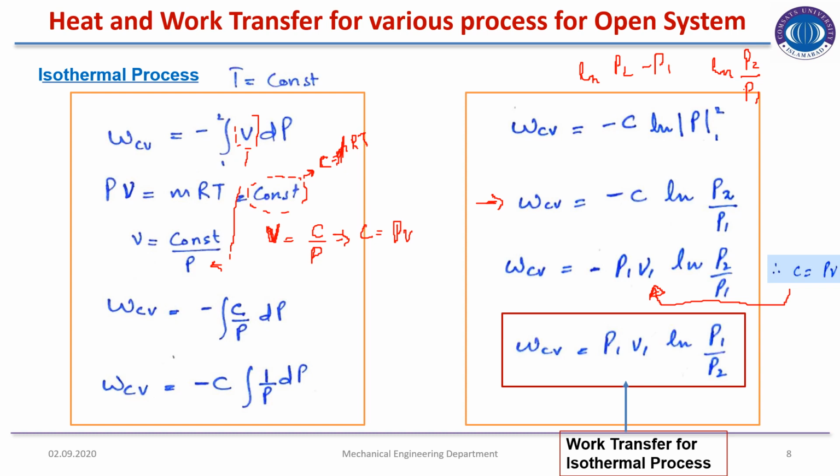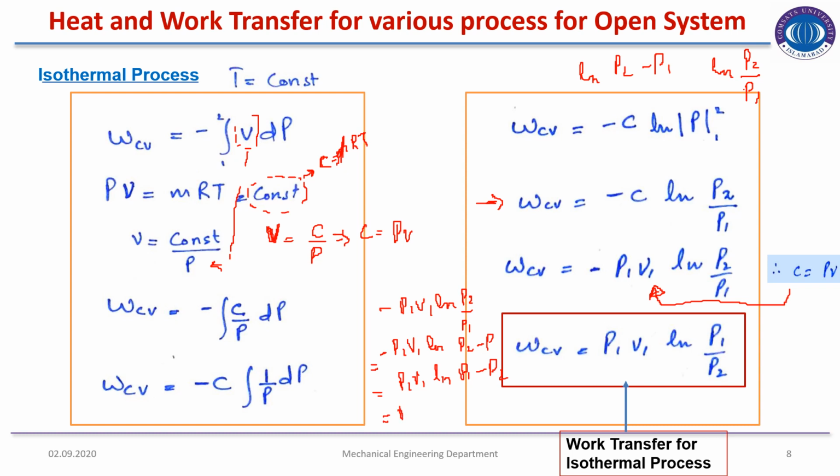So we have the equation minus P1 V1 natural log P2 over P1. The minus sign will be multiplied in. You can write this in the form P1 V1 natural log P2 minus P1. There was a minus sign when you multiplied it, so P1 V1 natural log P1 minus P2.